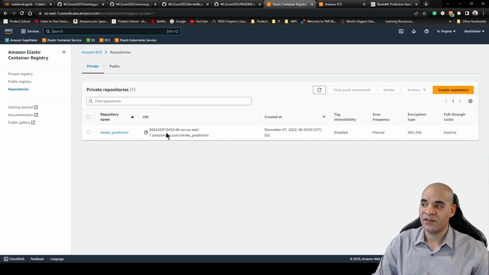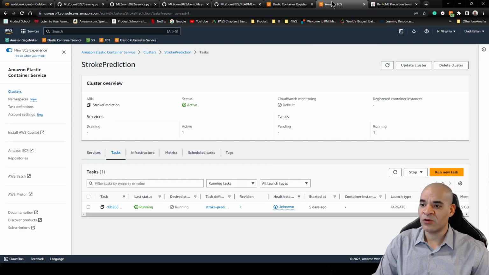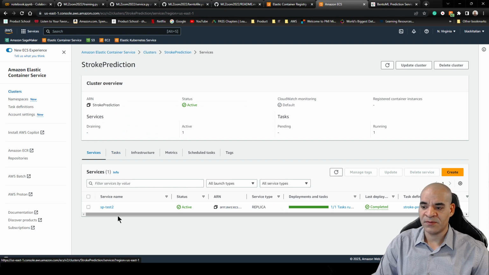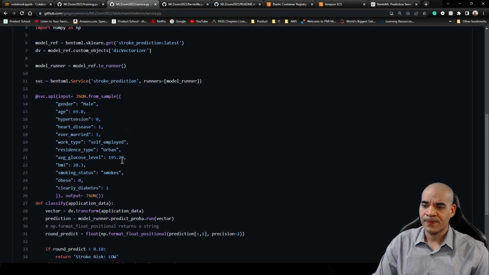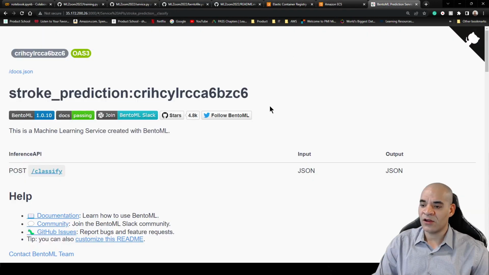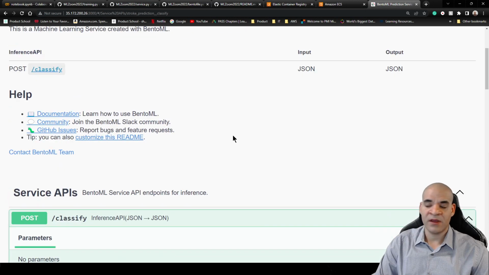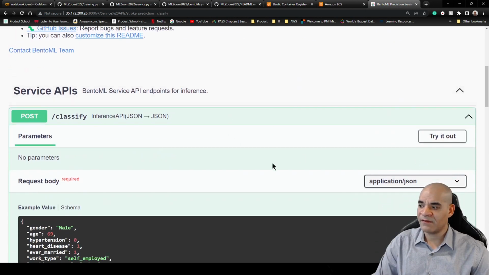Once you have it in Elastic Container Registry, you can then run Elastic Container Service. And what you do is you set up a service. You can see I call it SB Test 2. And with that service, you assign it a task. That task is going to run the service that we created earlier. It's going to run this. And ultimately, you end up with this. This is our API. And I have this open just so I can test it here.